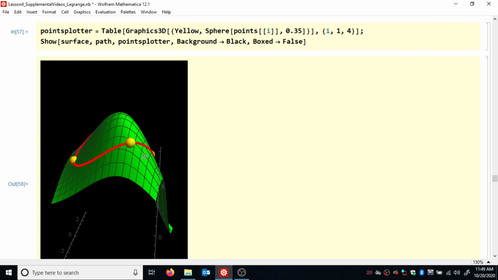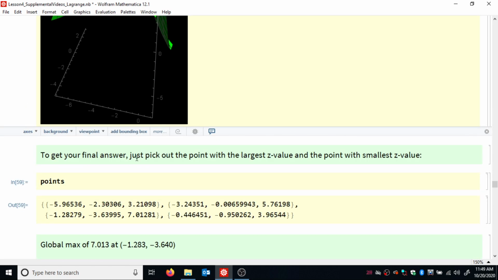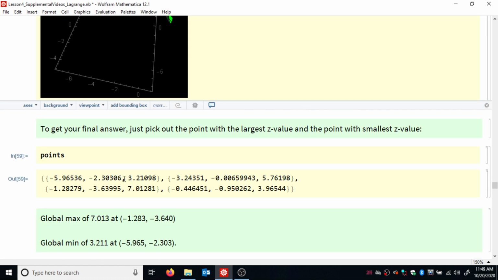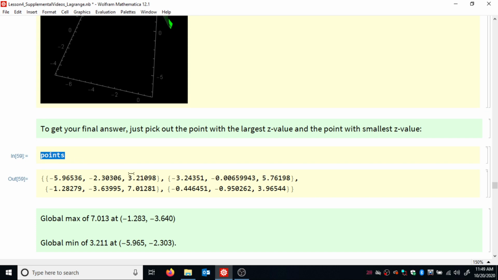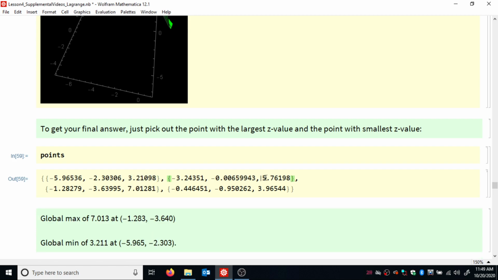We need to figure out which ones are our global extremes. And we do it the same way we would have done this in Calc BC. We just compare all of our candidates essentially in a table here. So I'm just having Mathematica print out my four candidates. I'm going to look at these z coordinates. And I want the points that have the highest z coordinate and the lowest z coordinate.